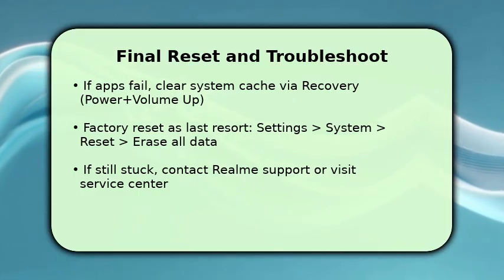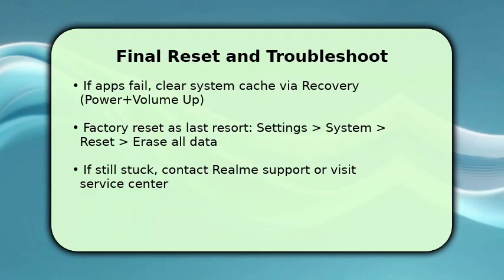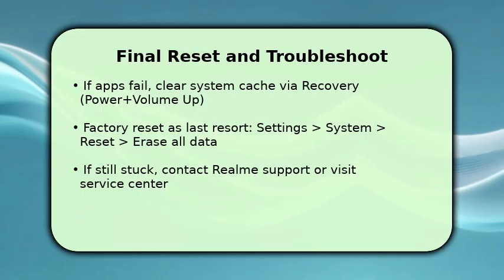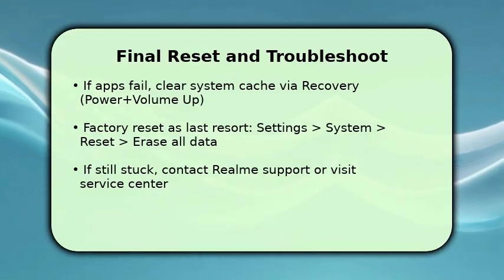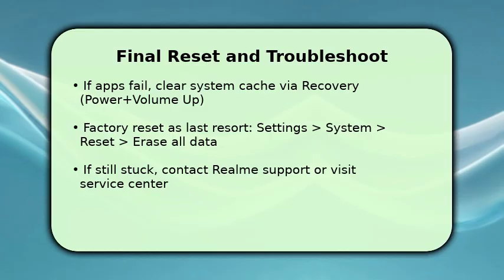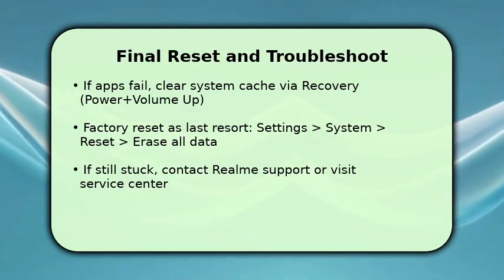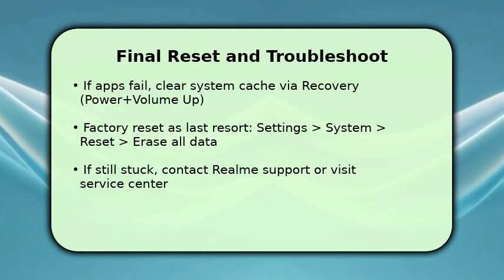If safe mode persists, perform a factory reset from Settings, System, Reset. Back up first because this erases data. Finally, if the problem continues after a reset, contact Realme support or a service center. A hardware fault or corrupted firmware may require professional repair.